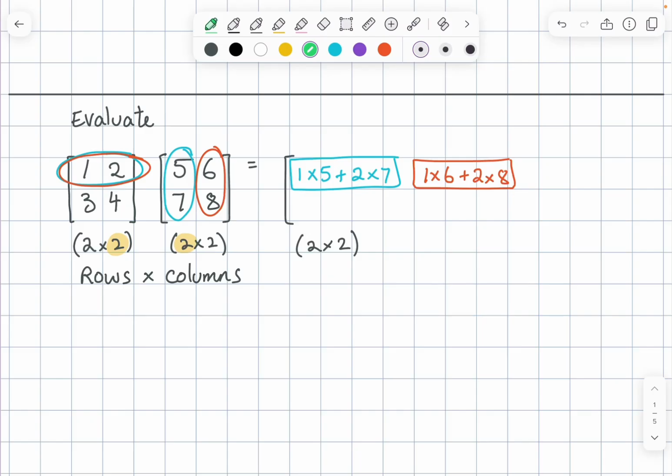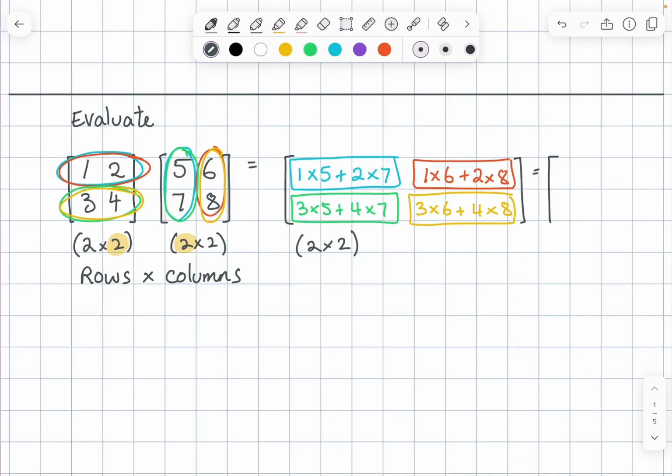Now we've done all the columns, so we now move on to the second row and the first column. 3 times 5 plus 4 times 7. And lastly, again, same row, so the second row, but we're moving on to the second column. 3 times 6 plus 4 times 8. And then we just have to evaluate those numbers and we get our answer matrix.